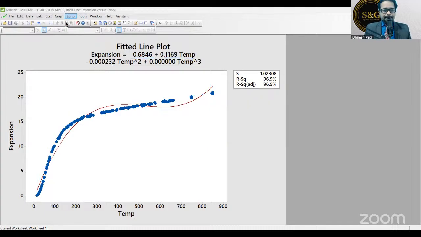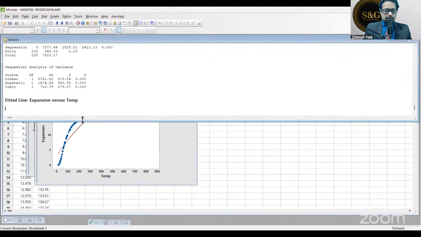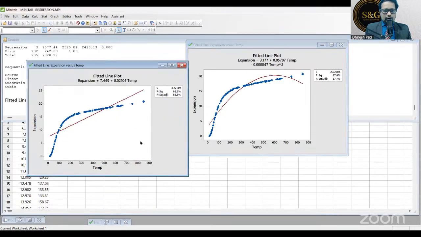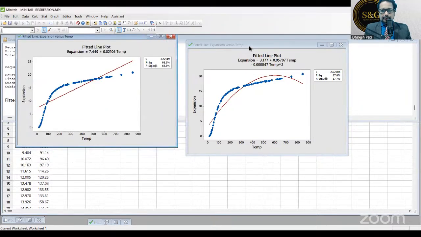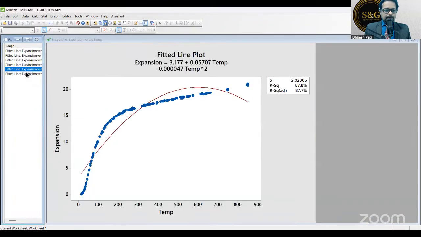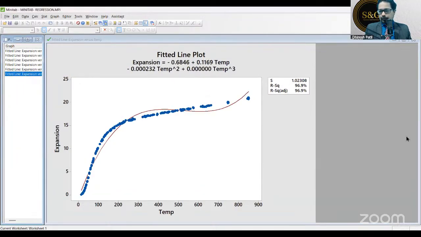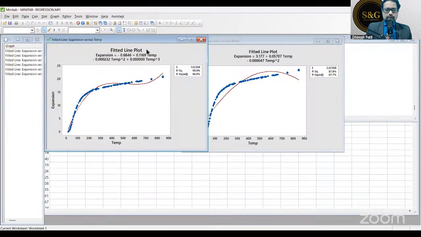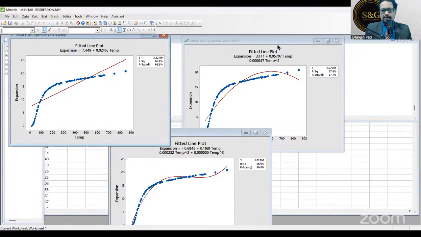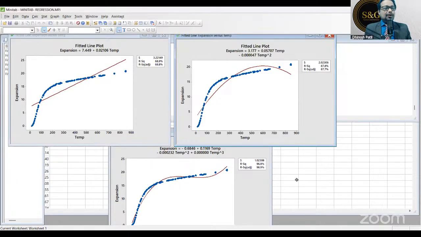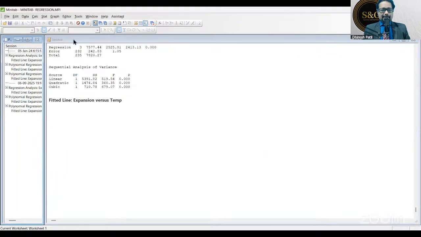So let me show you all the three graphs, if possible, or at least the two graphs. So this one, and let me bring the third one. Okay. So these are the three models. The first one is the linear one. The second one is the quadratic one, and the third one is the cubic one. Okay, because the R square value of the cubic is the highest, we should select this model. Okay, clear? Now, let's go to the statistics of it.